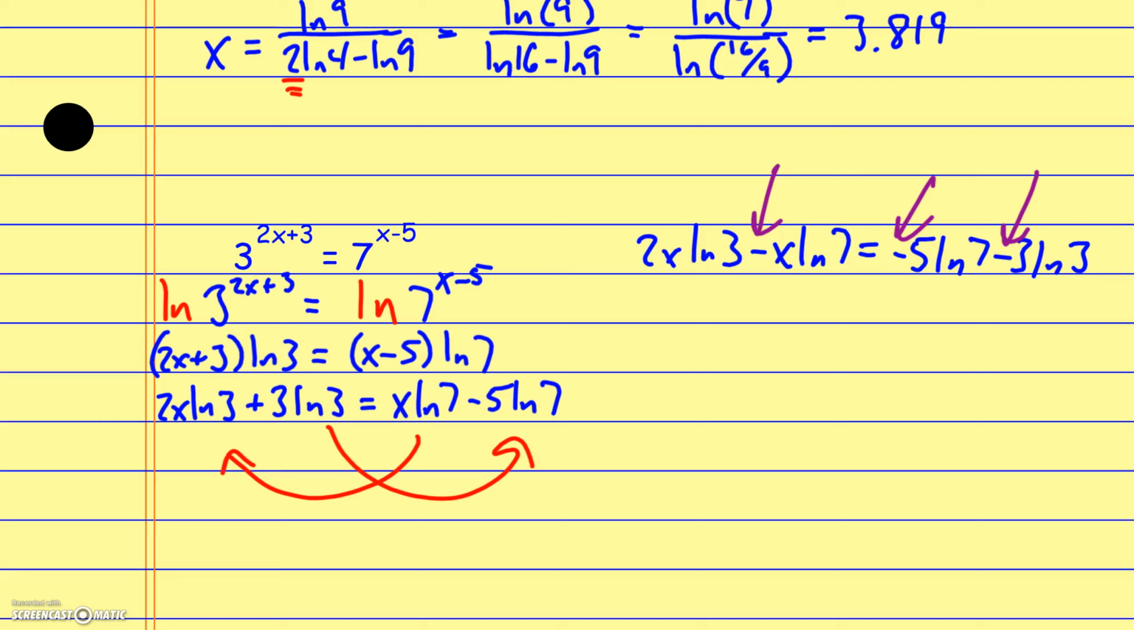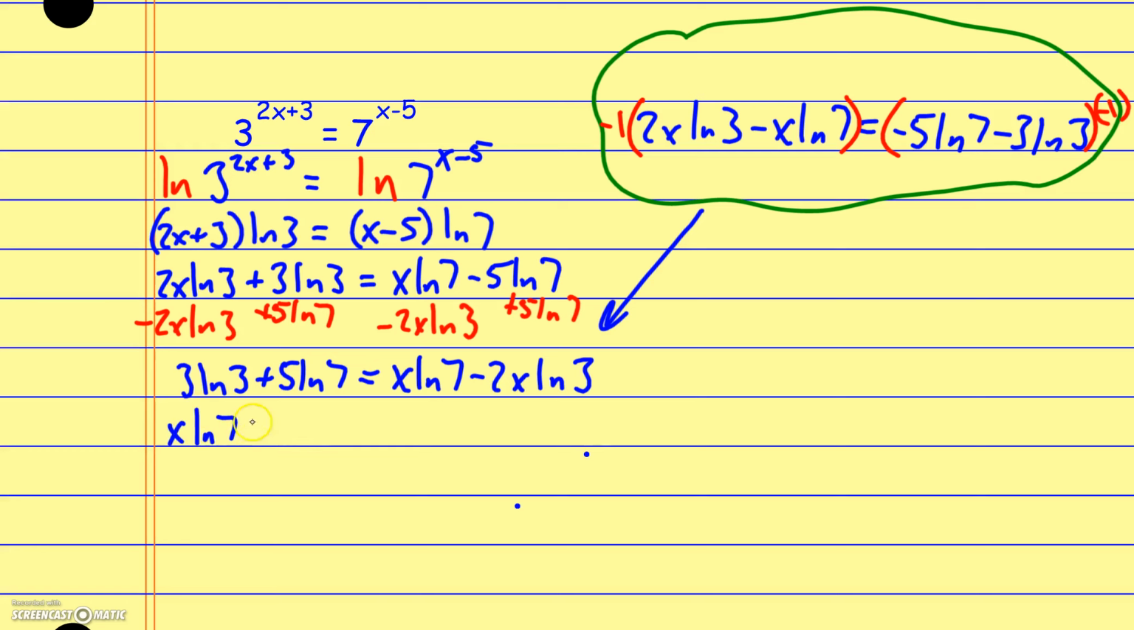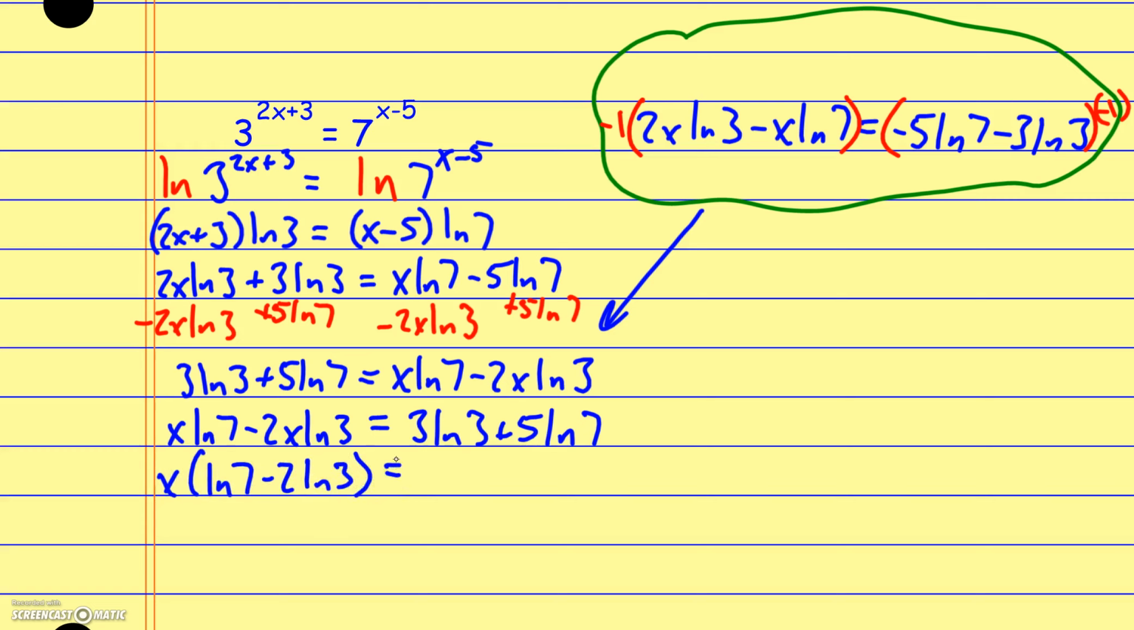And so now as I start to solve this thing, I'm going to switch these around just because I like having the x on this side, and I'm sure most of you enjoy that as well. But now from here, I'm just going to factor out the x, and then I can divide by whatever's left. So here I factor out the x, gives me the natural log of 7 minus 2 natural log of 3. But now if I want to simplify this a little bit as I go, I can bring this 3 up as an exponent.